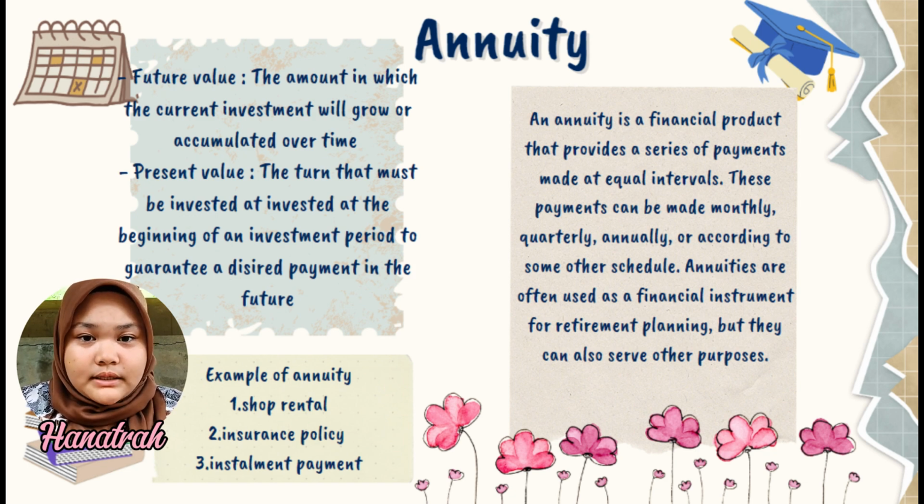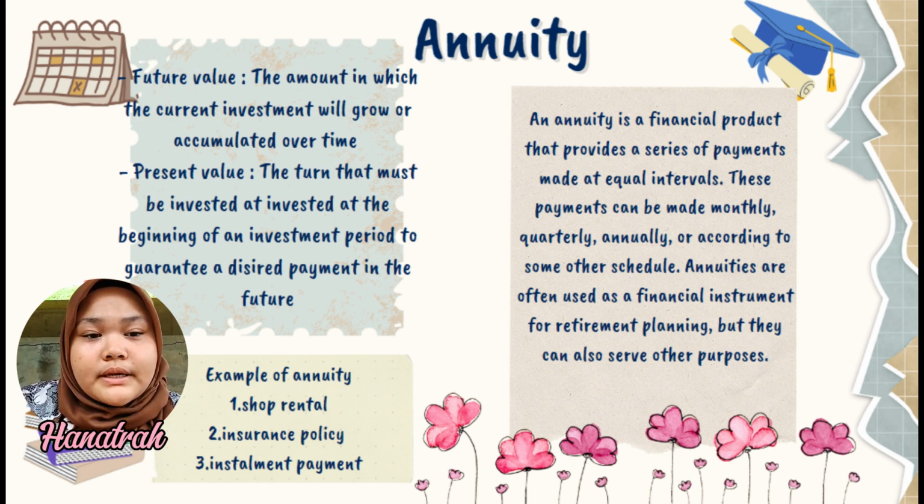Annuity. Annuity is a financial product that provides a series of payments made at equal intervals. This payment can be made monthly, quarterly, annually, or according to some other schedule. Annuities are often used as a financial instrument for retirement planning, but they can also serve other purposes. For example, shop rental, insurance policy, and installment payment.